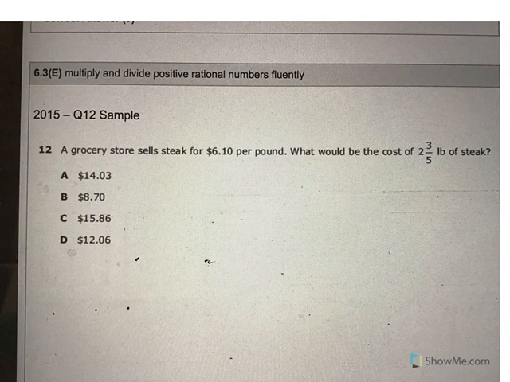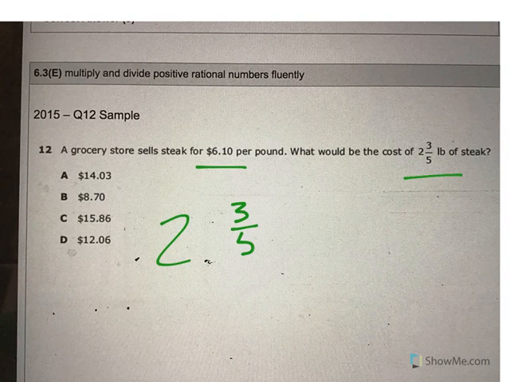All right. A grocery store sells steak for $6.10 per pound. What would be the cost of 2 3/5 pounds of steak? Now, notice this is a decimal. We have a fraction. All our answers are in decimal, so I think the easiest way for this problem would be to turn the 2 3/5 into a decimal. Well, how do I do that? Let's forget about the whole number for a second, and let's think about 3/5.